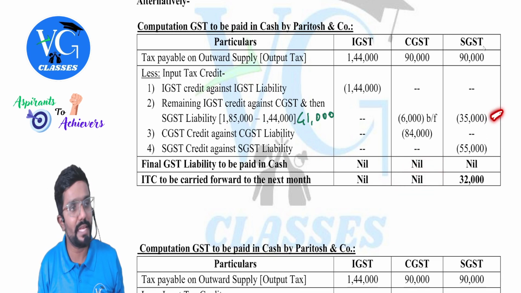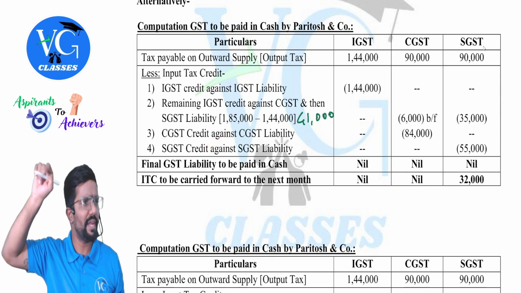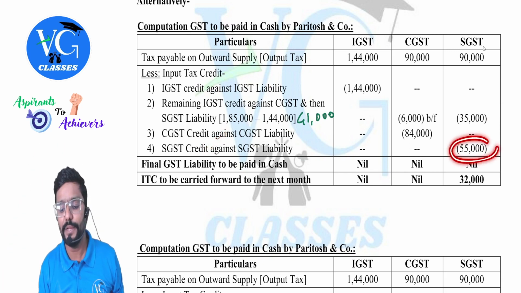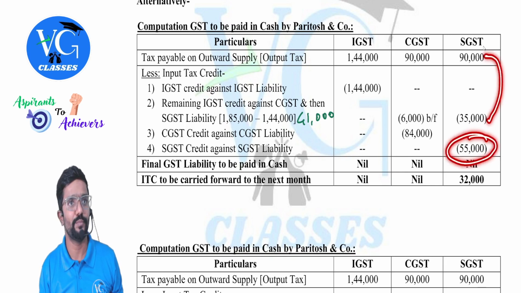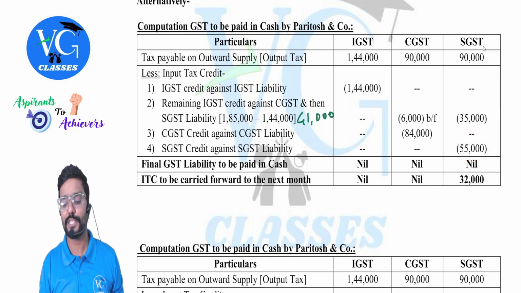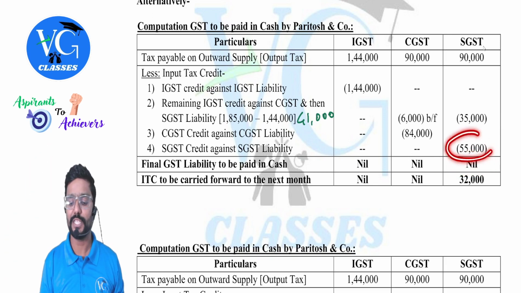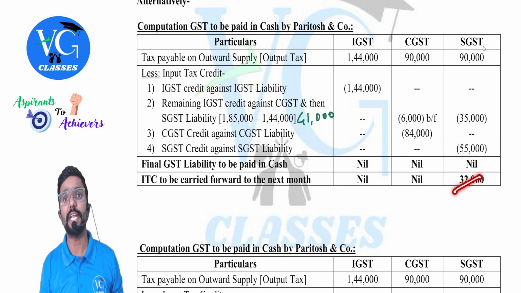Coming to SGST, I adjusted IGST credit of 35 against the SGST liability. And SGST credit I have totally is 87,000, but can I use it fully? No. Check it: 90 minus 35 comes to 55. So even though I had a credit of 87,000, I can adjust it only to the extent of 55. That means tax to be paid is nil. But how much can I carry forward to next month? 87,000 minus the 55 utilized, which comes to 32,000.